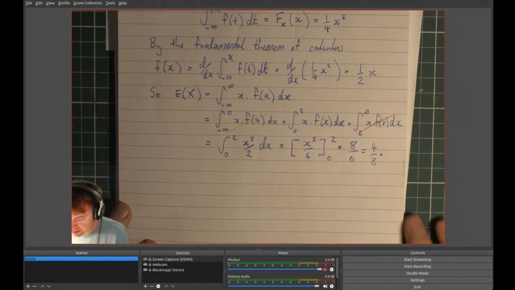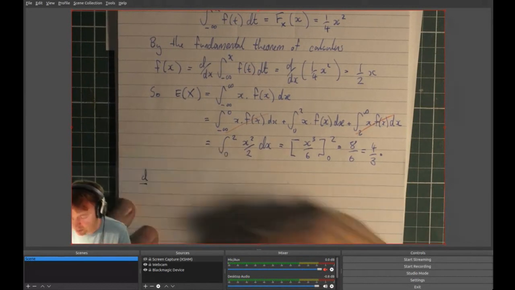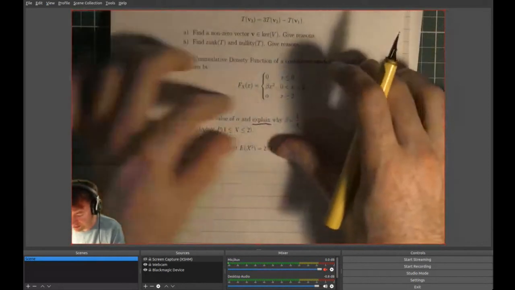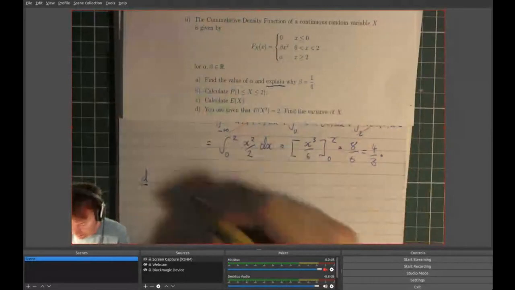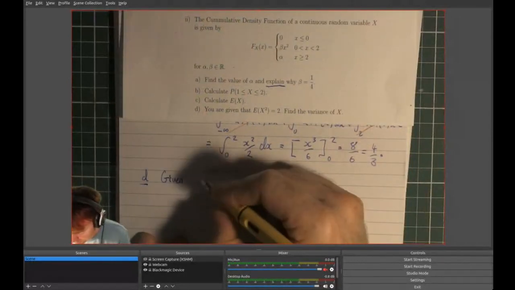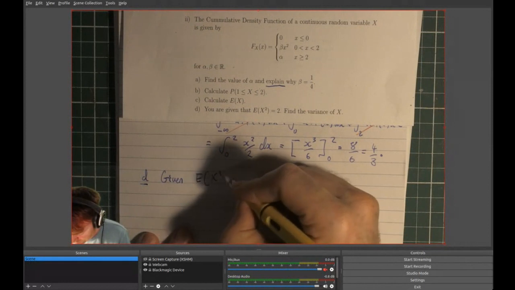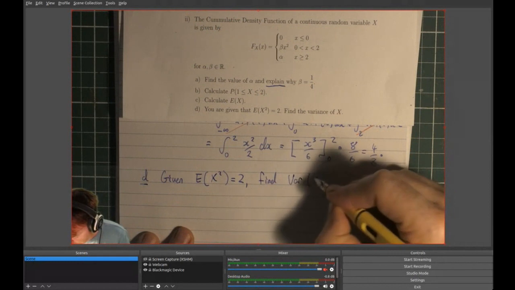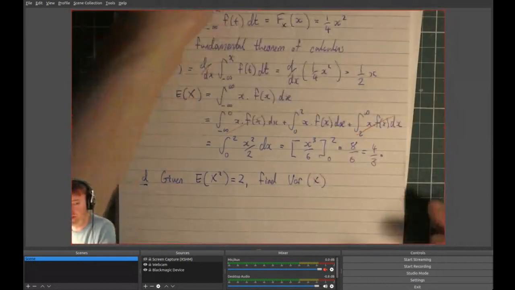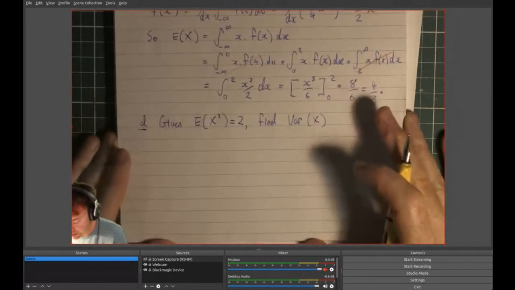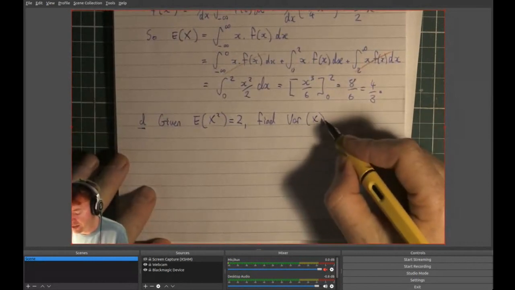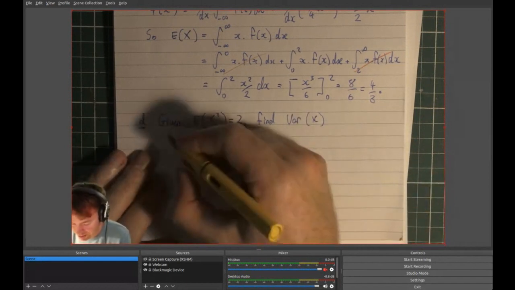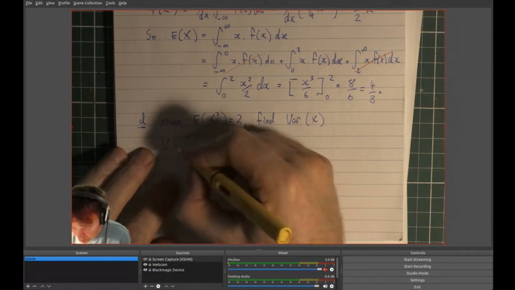Part D says we're given the expected value of x squared is equal to 2. Find the variance of x. Now, there are 2 things about this that I want to say. The first one is there's a nice formula for the variance of x that involves the expected value of x squared, and it's worth remembering where it comes from.